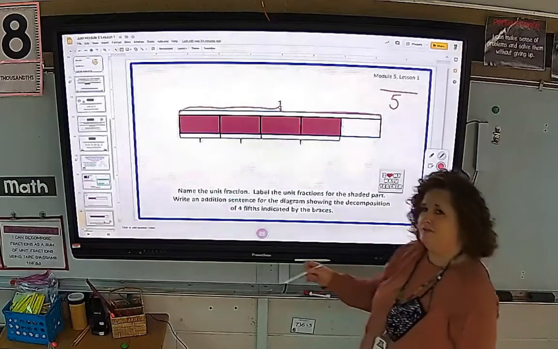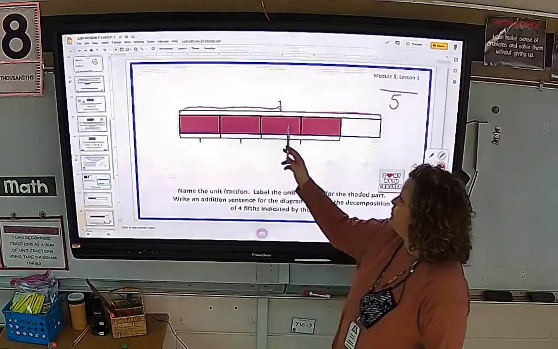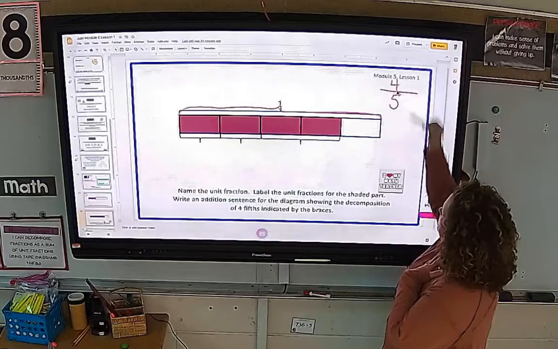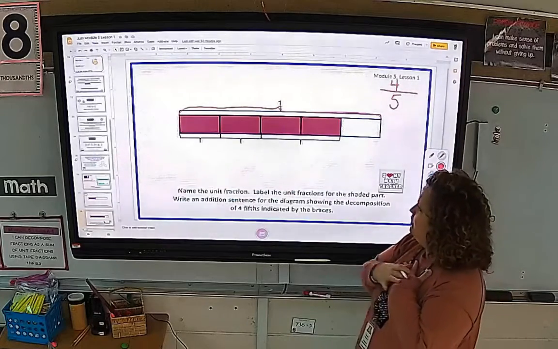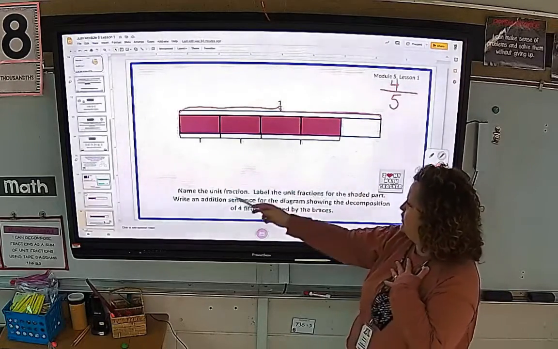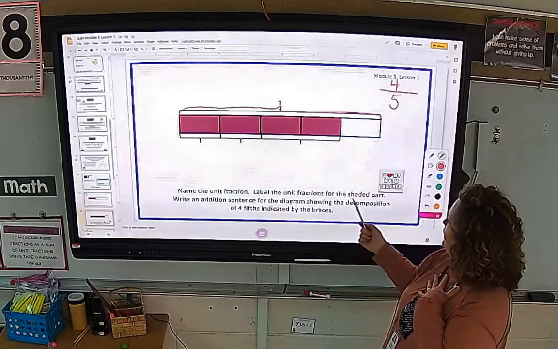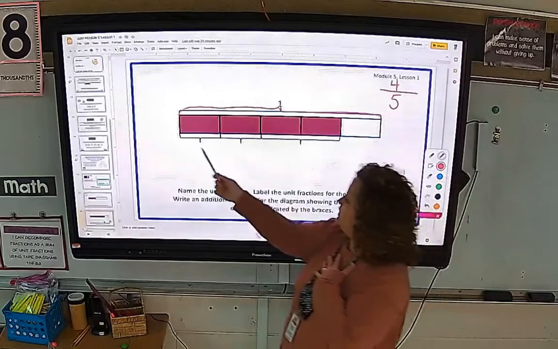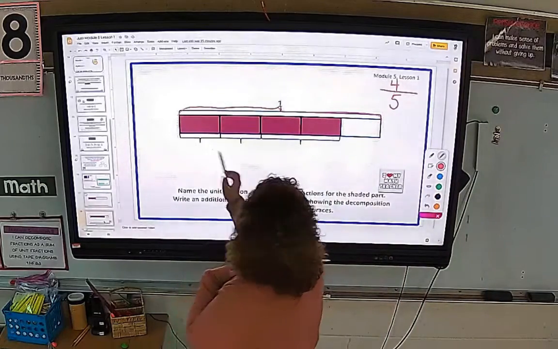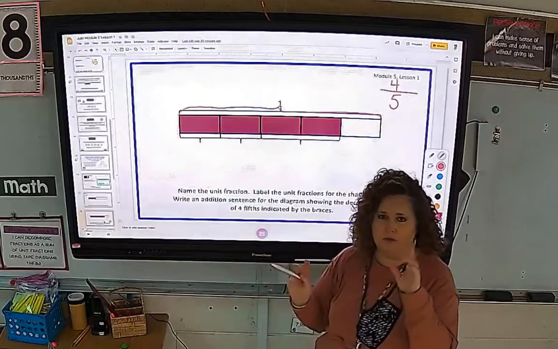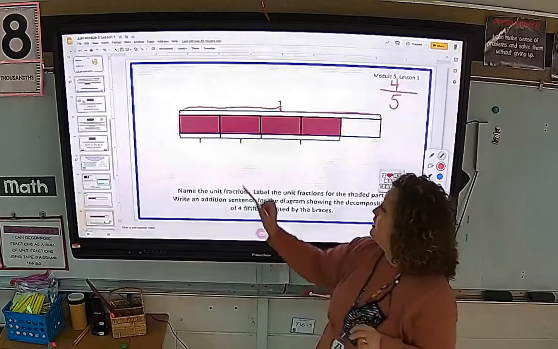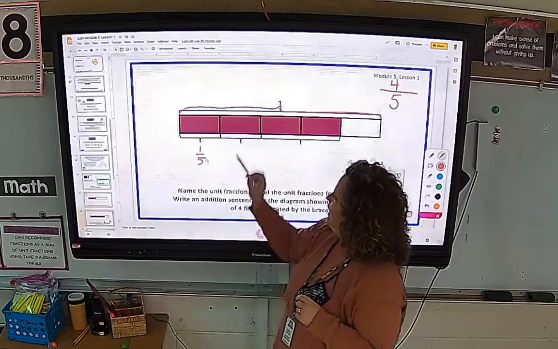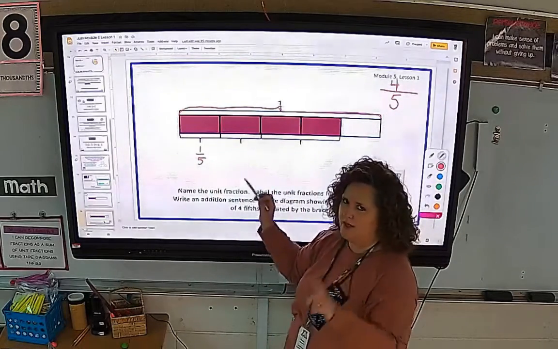Okay, how many pieces are shaded? 1, 2, 3, 4. That's how many pieces we have. Okay, so these are fifths. That's the unit fraction. We're going to label the unit fraction for the shaded part, 4/5. Okay, but let's also label these right quick. Now, this is where, guys, if you don't really look closely, you're going to get tricked. How many are in this bracket? Just 1. 1/5. How many are in this bracket? Just 1 again. 1/5.